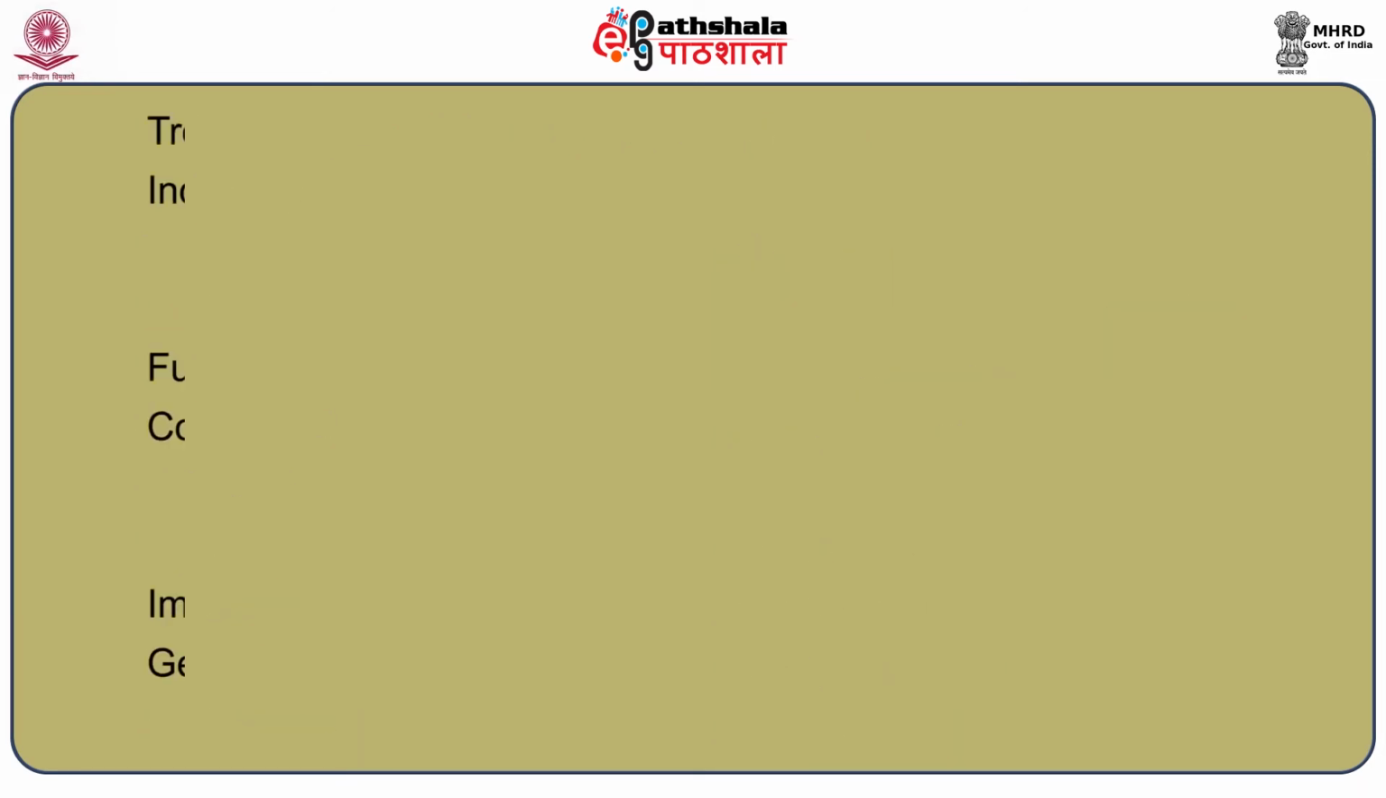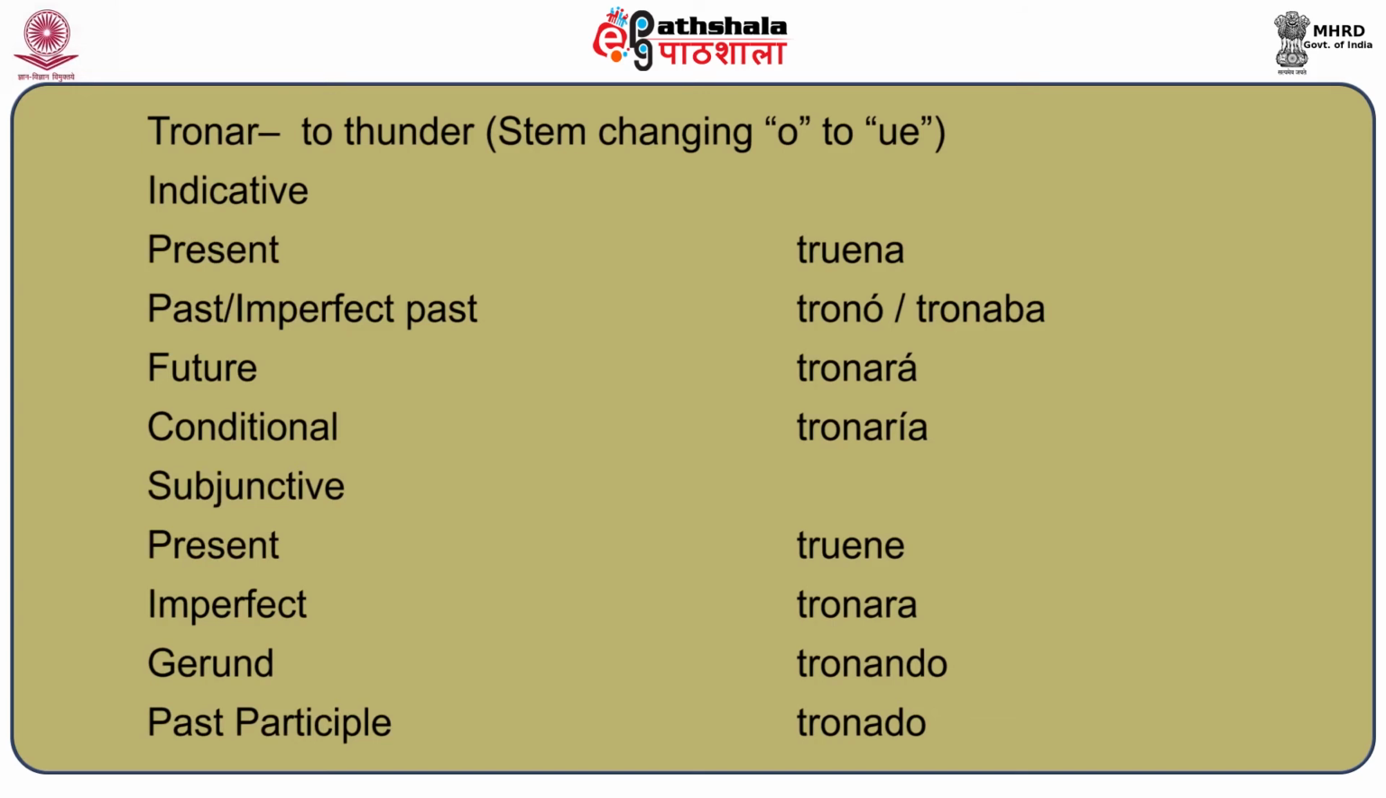The next verb that we will consider is tronar, which means to thunder. It is a stem changing verb in the present indicative and the O changes to UE in the conjugation. So the present indicative form is truena and the preterite form is tronó. The imperfect past form is tronaba. Future is tronará. Conditional tronaría. The subjunctive forms of this verb are the present subjunctive truene, imperfect subjunctive tronara, the gerund form is tronando, and finally the past participle form is tronado.